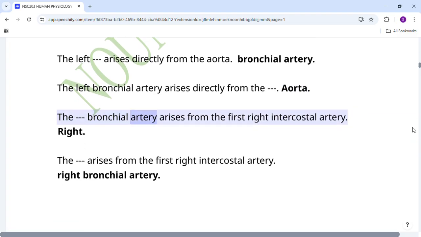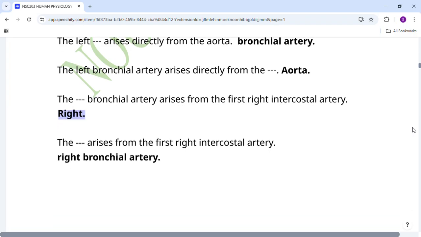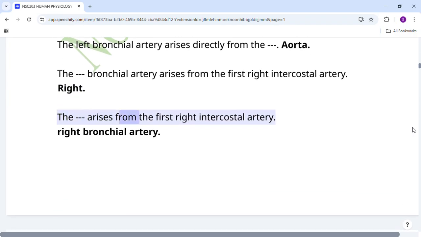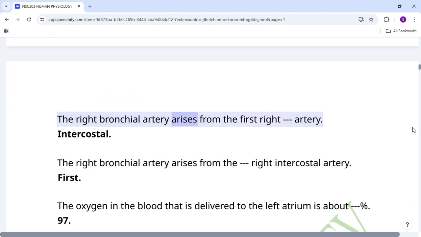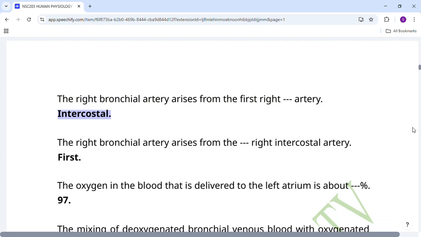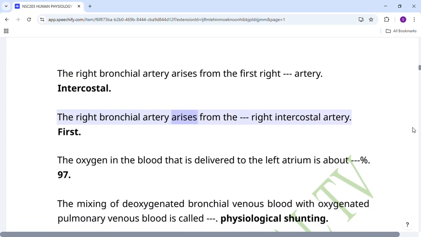The right bronchial artery arises from the first right intercostal artery.